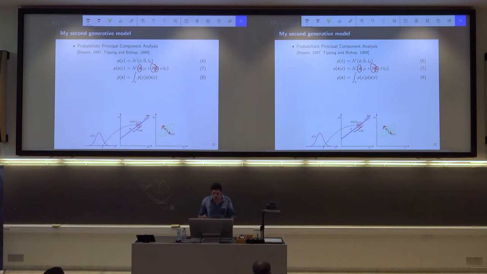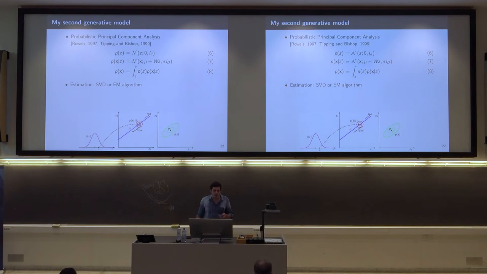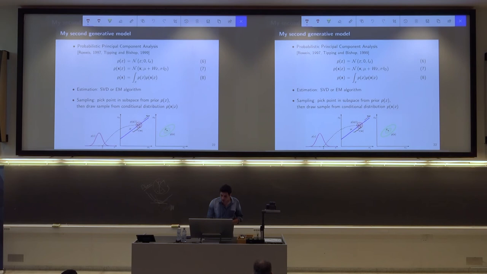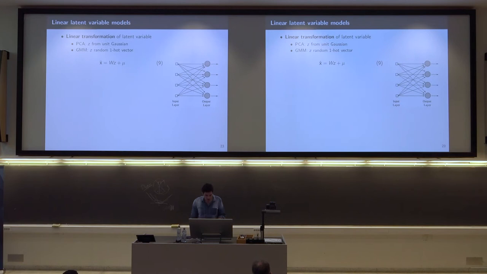Okay, so you can train this by singular value decomposition, or again using the expectation maximization algorithm. Again, sampling is easy. Just start by sampling from your prior, then apply a linear transformation, and then sample from this new distribution that you got. So Gaussian, you know how to do that.